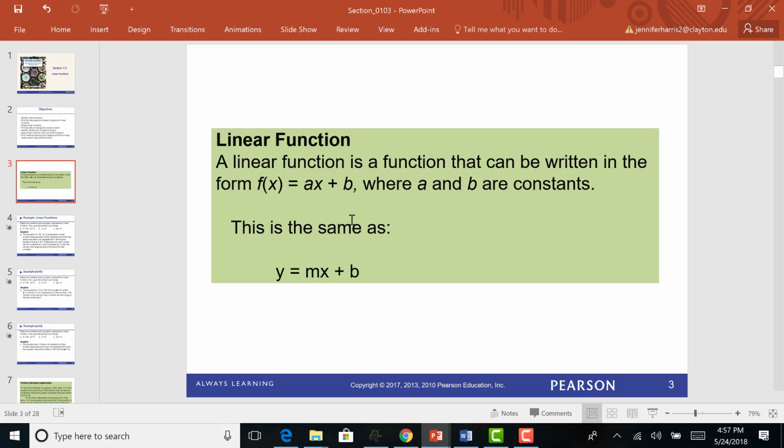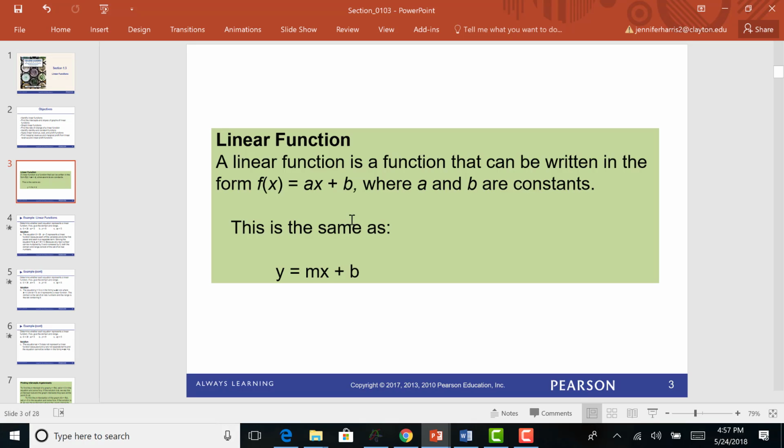What did I mean to put on this side? Nope, I meant to put an equal sign here. 3x equals 5y plus 16. Is it in slope-intercept form? No, it's not. Could you put it in the proper form? Yes, you can.